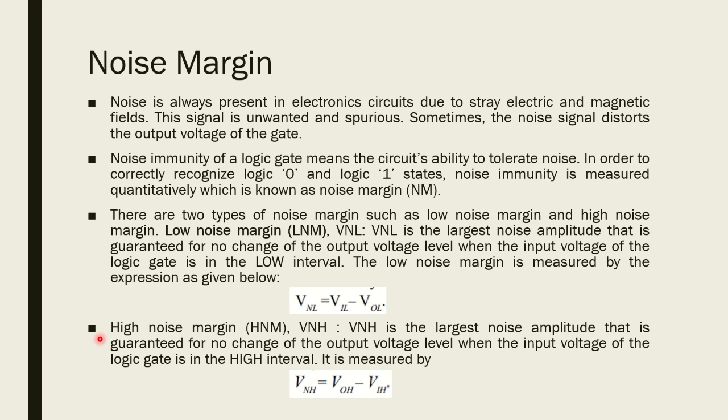Likewise, high noise margin, VNH, is the largest noise amplitude that is guaranteed for no change of output voltage level when the input voltage level of the logic gate is in the high interval. It is measured by VNH equals VOH minus VIH, where VOH is the output high voltage and VIH is the input high voltage.